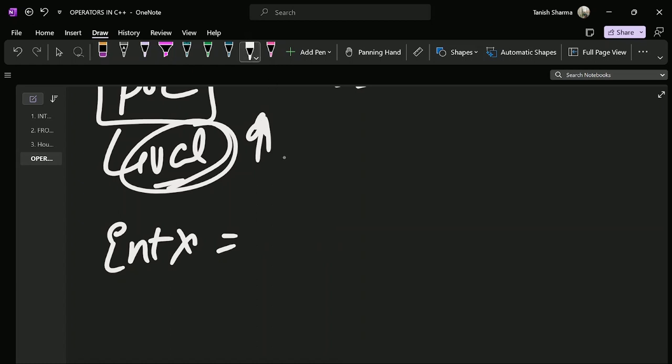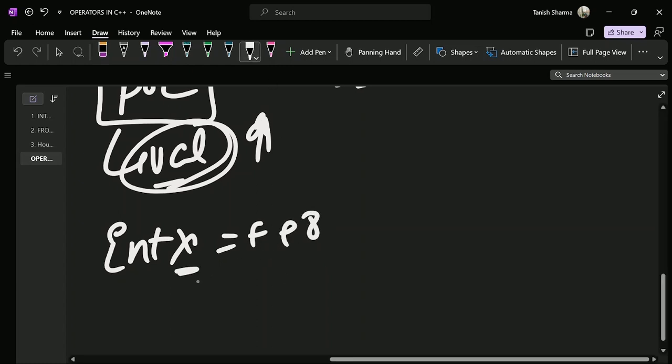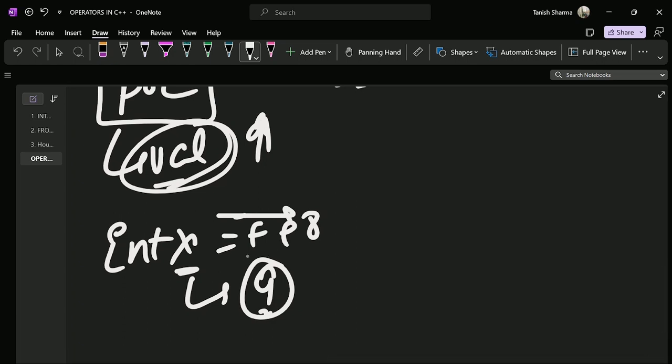int x is equal to plus plus 8. This would mean that x is assigned a value 9. Okay, because when you are going from left to right, you are firstly incrementing and then going to the number. So it will be considered as increment of 8. What is the increment of 8?